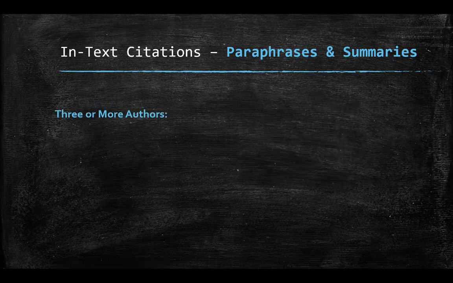But what if your source has 3 or more authors? Journal articles often have more than 3 authors. In that case, you only list the first author's last name. Then you add 2 short words, et al. Et al is Latin for and others. Al is also an abbreviation, so you put a period after it. Next, continue as normal with the comma and the publication date.